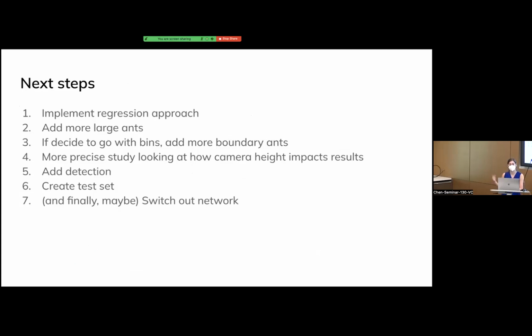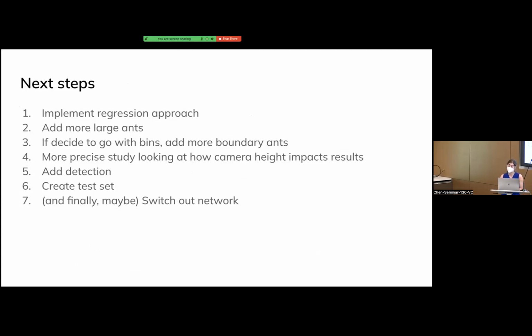So next steps, implement that approach. I really want to add more of these larger classes because I think that's going to help things more. And then if I do decide to go with these classes, the bins, I want to add more of the boundary ants, so maybe it can learn that better. And then do a more precise study of actually looking at how camera height impacts the results, because I think it's really cool that it ends up not affecting things.